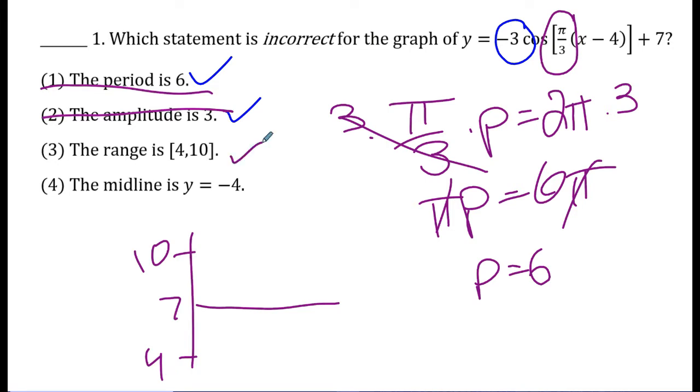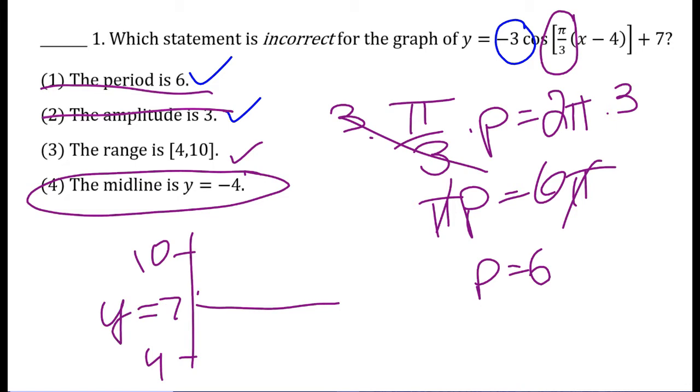That's a true statement. The midline is y equals -4. No, it's y equals 7. That -4 there is actually a shift. Which direction is it? Well, it's the opposite. That's shifting right 4. That's what that phase shift is on the inside there.